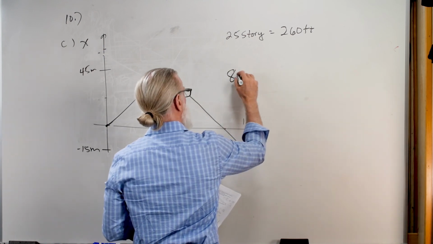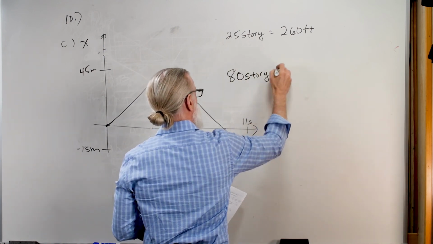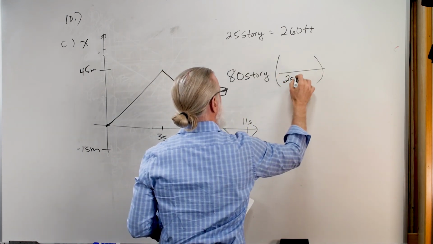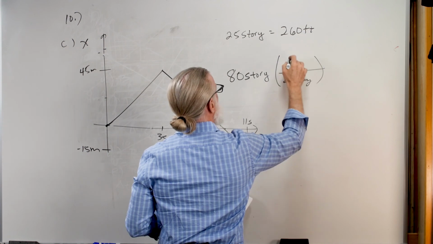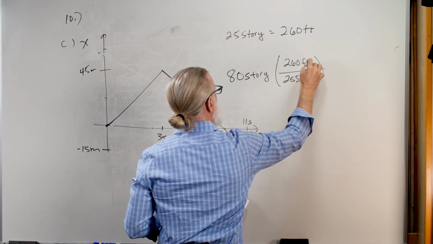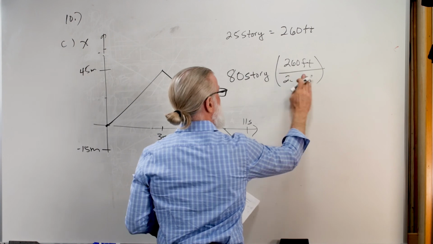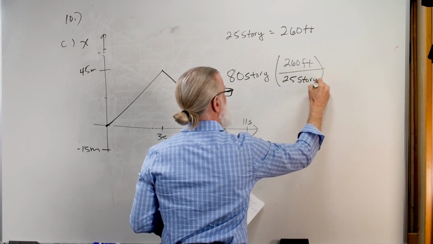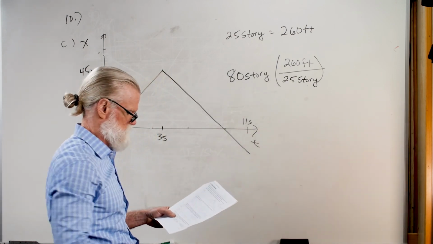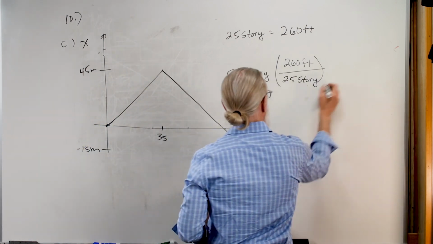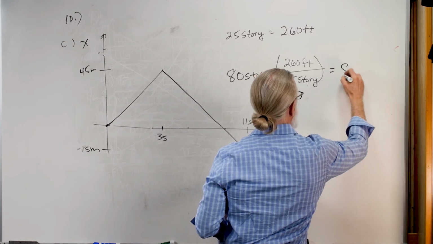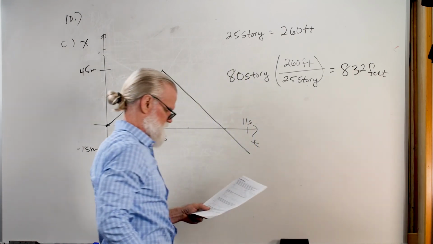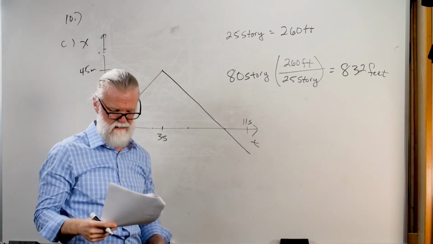So 25 stories equals 260 feet. What is the height of an 80-story building? I have 80 stories, and I want to convert that to feet, so I'm going to multiply by ones. 260 feet over 25 stories. And I think I got 832 feet is the height, by multiplying by ones. All right, so there we go.